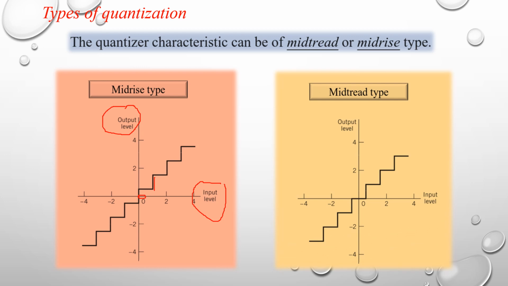In mid-tread, this is the tread, and the origin lies in the middle of the tread. So this is the origin, this is the tread and this is the middle point, this is the output voltage level and this is the input level. The tread lies at the origin. This type of quantization we call mid-tread quantization.